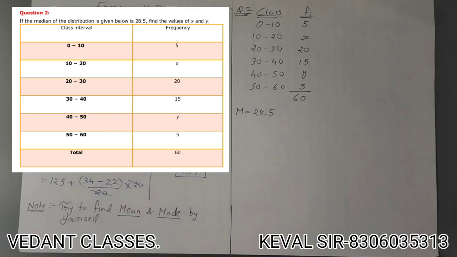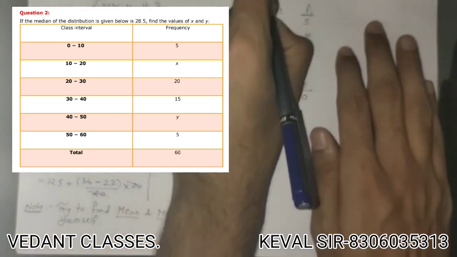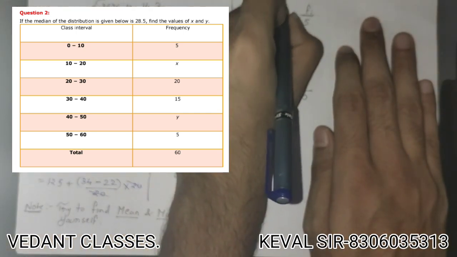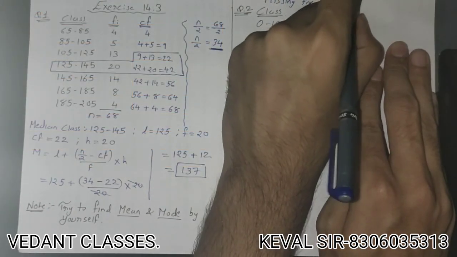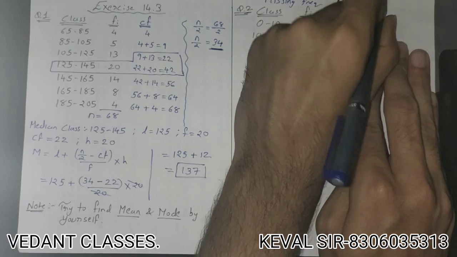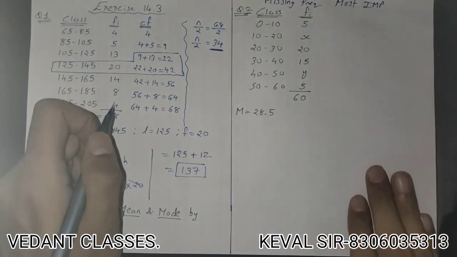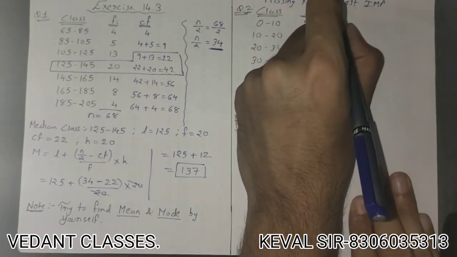Okay, now let's solve question number 2. Question number 2 is of missing frequency. Again, it is the most important question. Okay, so let's make a CF for this.